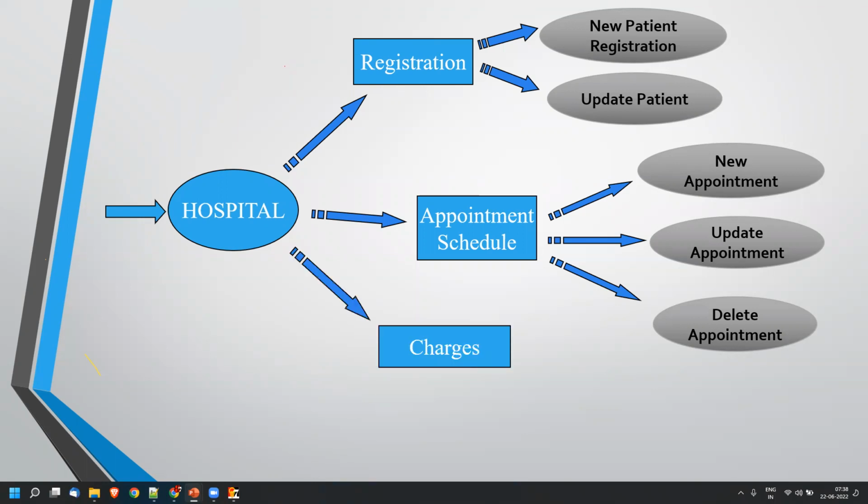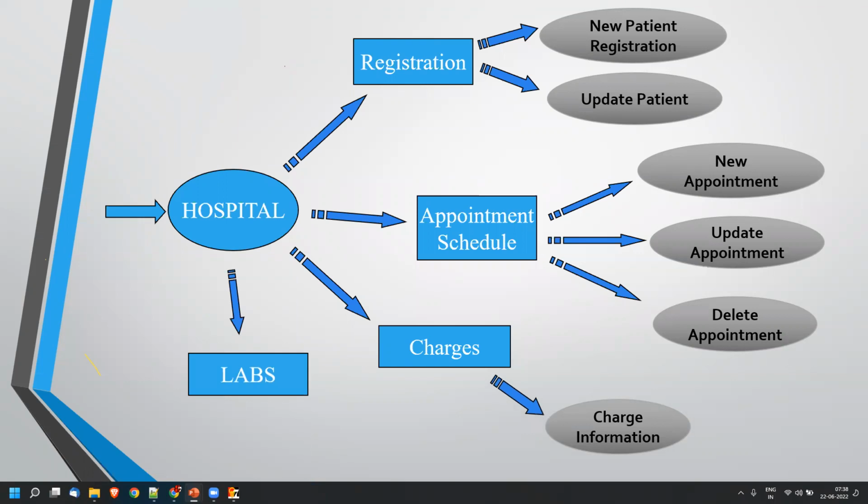And then you have charges. Charges are represented with the help of just one event, which is charge information. Then finally you have labs. In labs, we have two different events. One is orders and the other one is results. Okay, so in this way, there are many different events under each section.